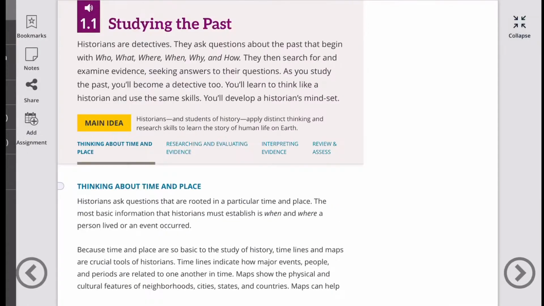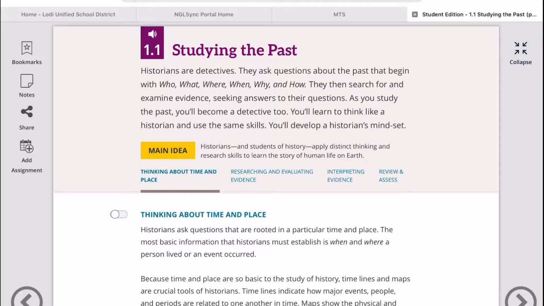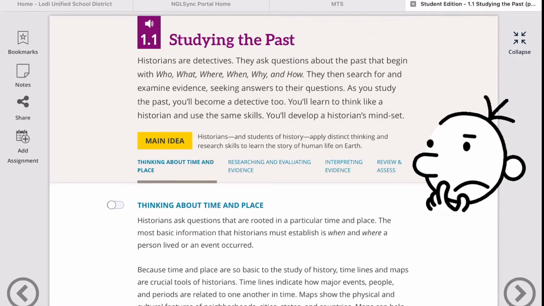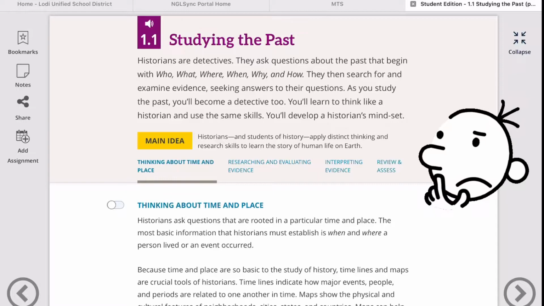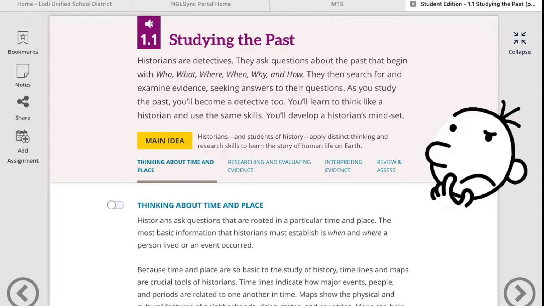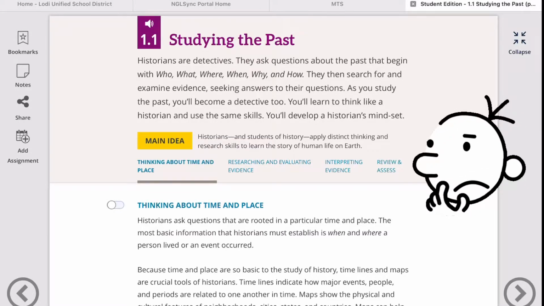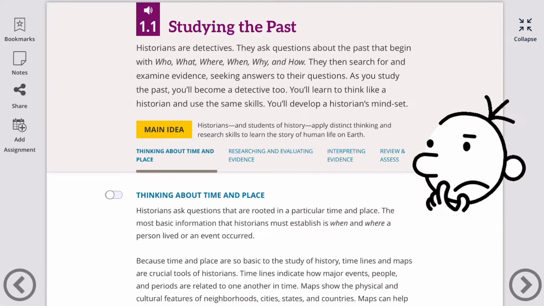You should see this on your screen right now, and every lesson in this book is arranged in this format. Historians are like detectives. They ask questions about the past and begin with who, what, where, when, why, and how. Then they search for and examine evidence, seeking answers to their questions. As you study the past in this class, you'll become like a detective. You'll learn to think like a historian and use the same skills. You'll develop a historian's mindset.